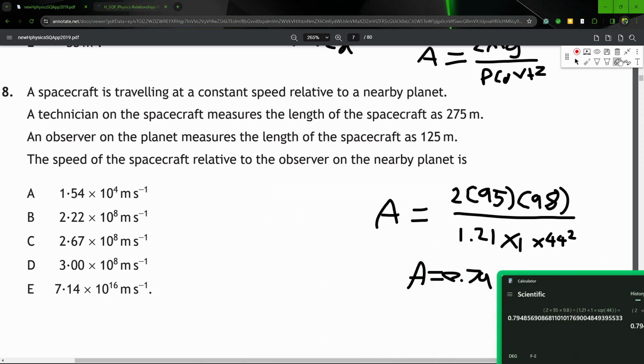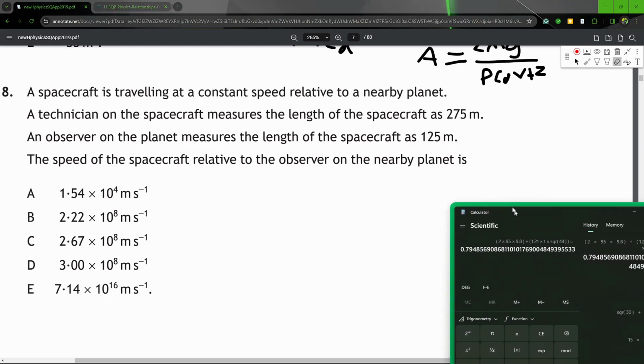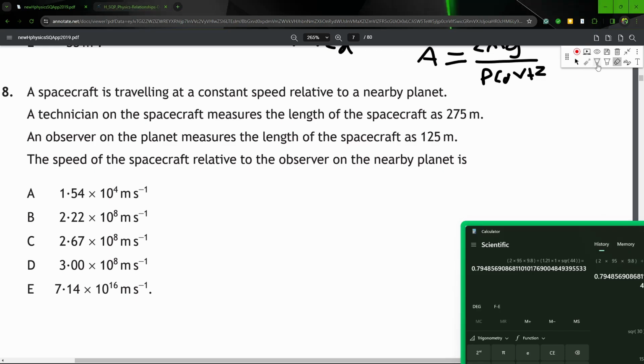Right, here, and I'll go and erase some of this stuff. There we go. A spacecraft is traveling at a constant speed relative to a nearby planet. A technician on the spacecraft measures the length of the spacecraft as 275 meters. An observer on the planet measures the length of the spacecraft as 125 meters. What is the speed of the spacecraft relative to the observer on the planet?